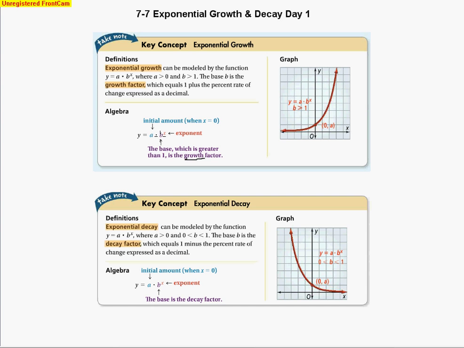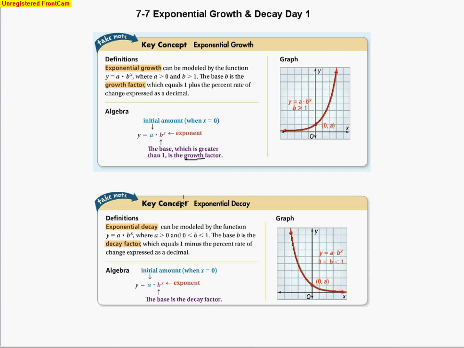Because when it's larger than 1, what we found out when we graphed an exponential function is that the graph went uphill from left to right. And it makes sense because my outputs are gaining. They're growing as my x values, my inputs, are gaining as well.